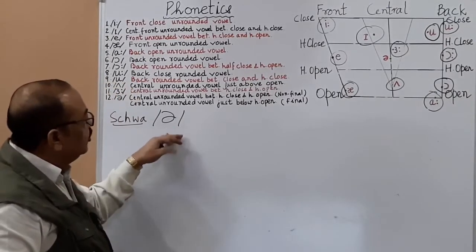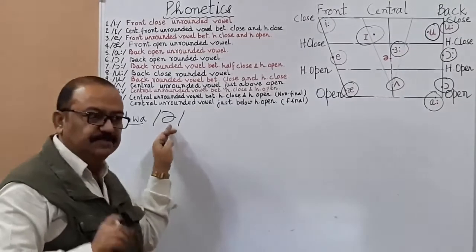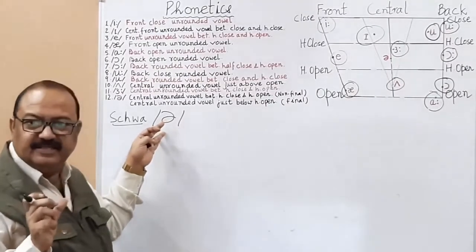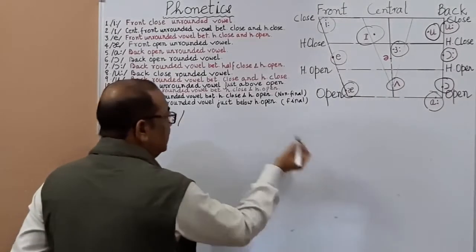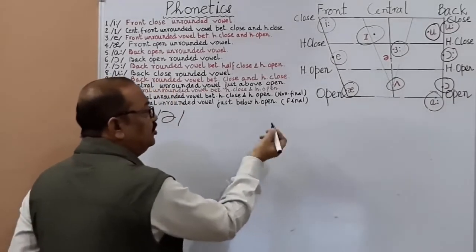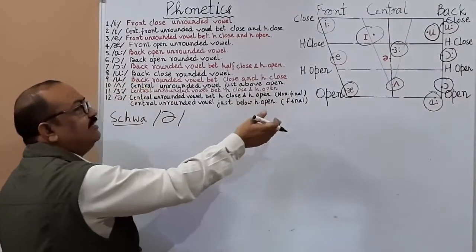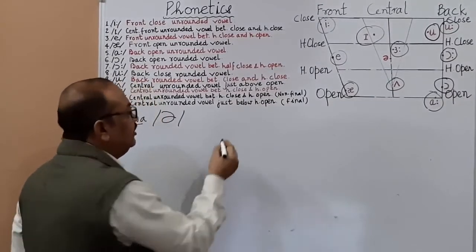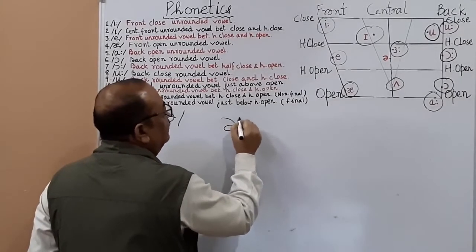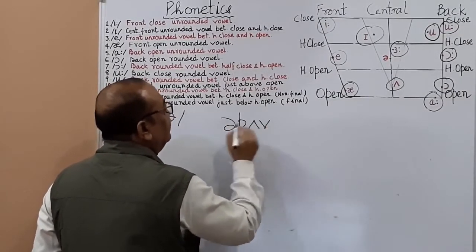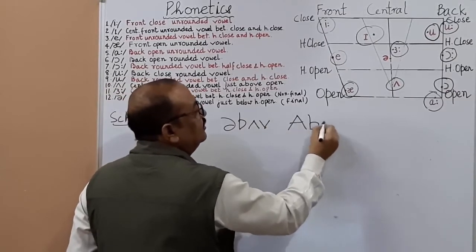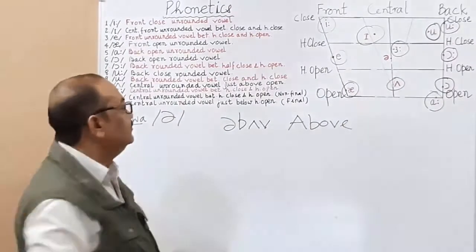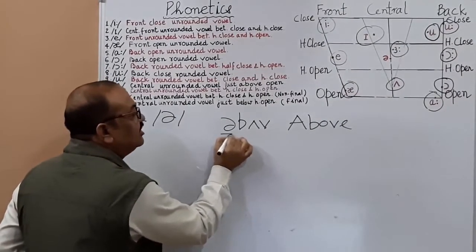So, usually you find shwa in unaccented syllables. Okay, unaccented syllables. For example, I'm telling you what is unaccented here. You don't put stress marks according to syllables only. I should write the English word here first. This is above. Above. So this is the shwa sound, which is coming in the beginning.